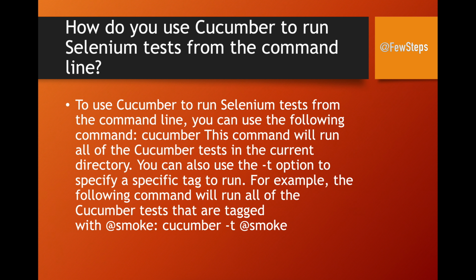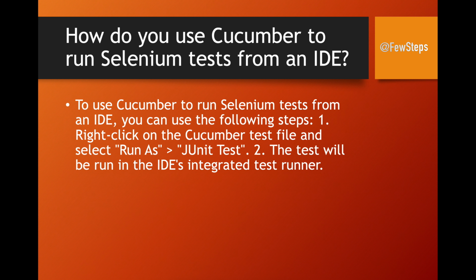Question 78. How do you use Cucumber to run Selenium tests from the command line? To use Cucumber to run Selenium tests from the command line, you can use the following command: Cucumber. This command will run all of the Cucumber tests in the current directory. You can also use the T option to specify a specific tag to run. For example, the following command will run all of the Cucumber tests that are tagged with @smoke. Cucumber T @smoke.